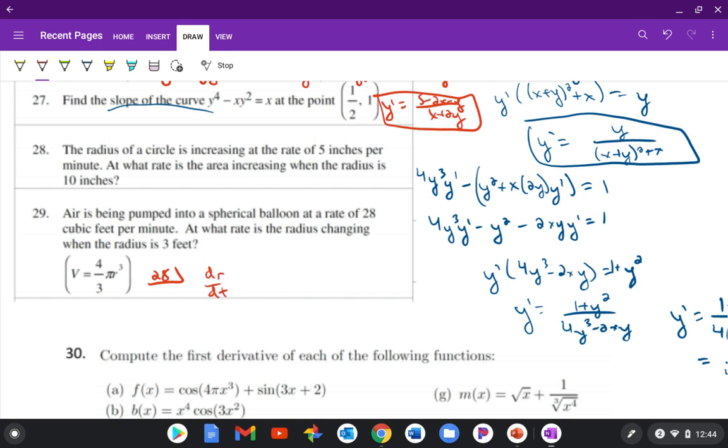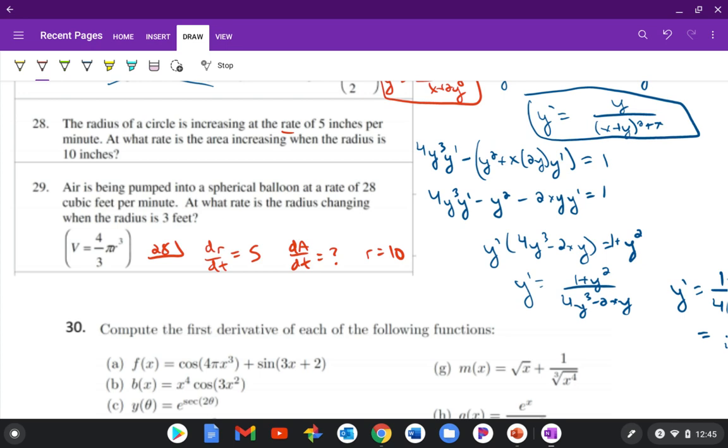That's the rate. That's the keyword rate of increasing. And it's a radius. So it's dr dt equals 5. At what rate is the area increasing? So that means we want to find dA dt, the rate of the area increasing, when the radius is 10. So that's the information we know. Obviously, this is going to be an area formula, right? Because it's talking about area. So just think about the area of a circle. Area is pi r squared.